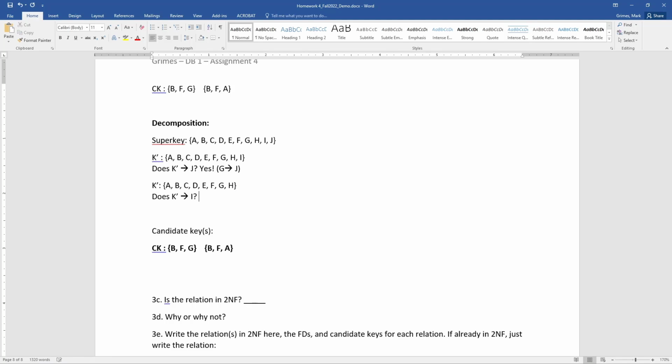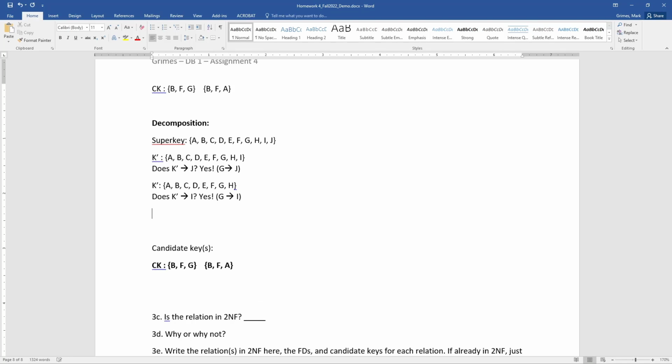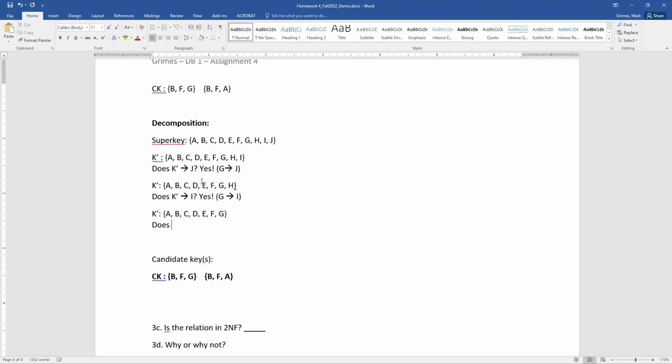And I think we previously just saw that G determines H, I, and J. So the answer is yes, because G functionally determines I. So we'll try again. We'll set K prime equal to A, B, C, D, E, F, G. And we asked, does K prime functionally determine H? And again, the answer to that was yes, because G functionally determined H, I, and J.